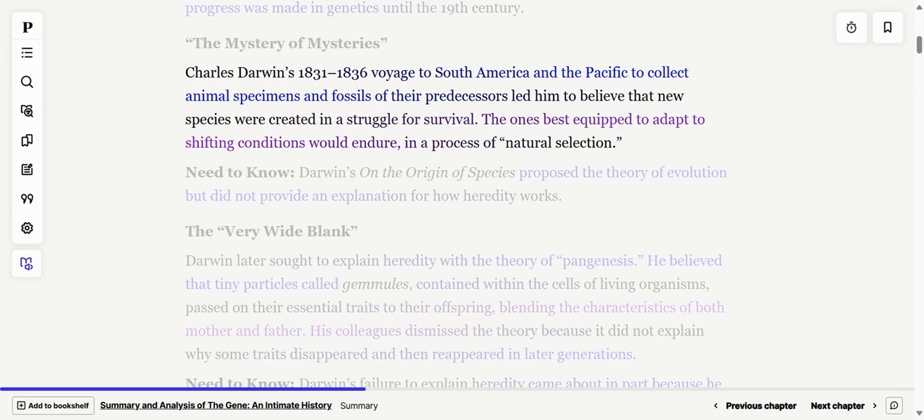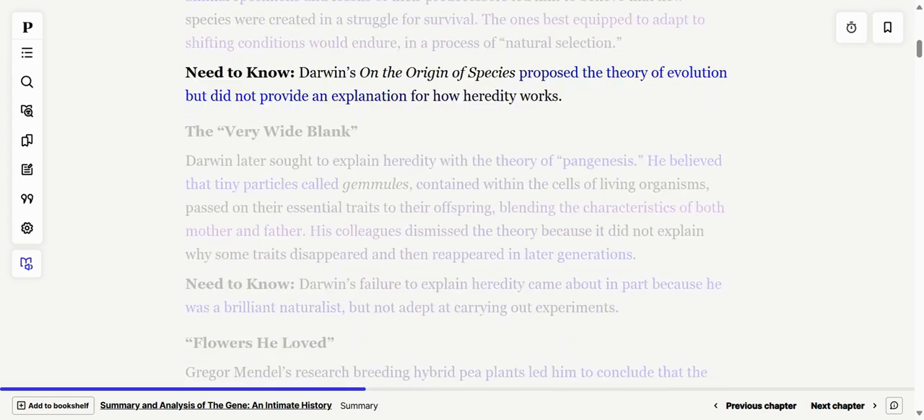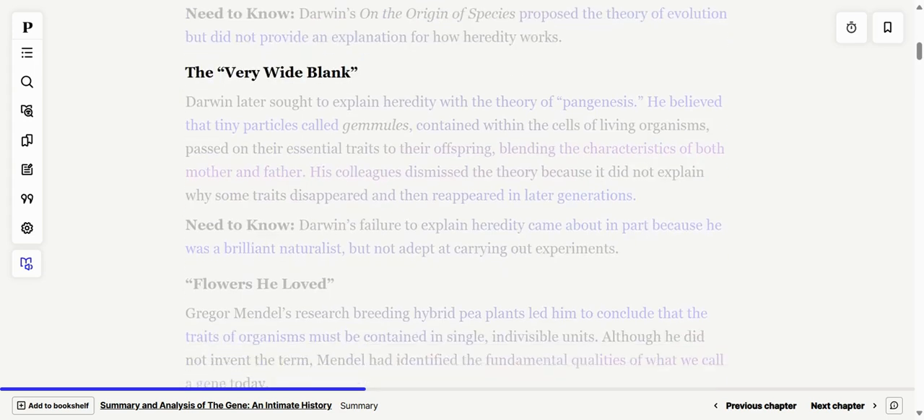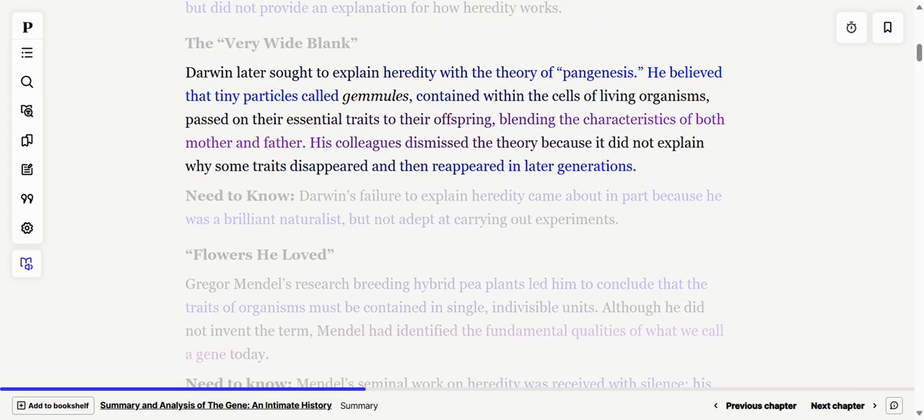The Very Wide Blank. Darwin later sought to explain heredity with the theory of pangenesis. He believed that tiny particles called gemmules, contained within the cells of living organisms, passed on their essential traits to their offspring, blending the characteristics of both mother and father. His colleagues dismissed the theory because it did not explain why some traits disappeared and then reappeared in later generations. Need to know: Darwin's failure to explain heredity came about in part because he was a brilliant naturalist, but not adept at carrying out experiments.